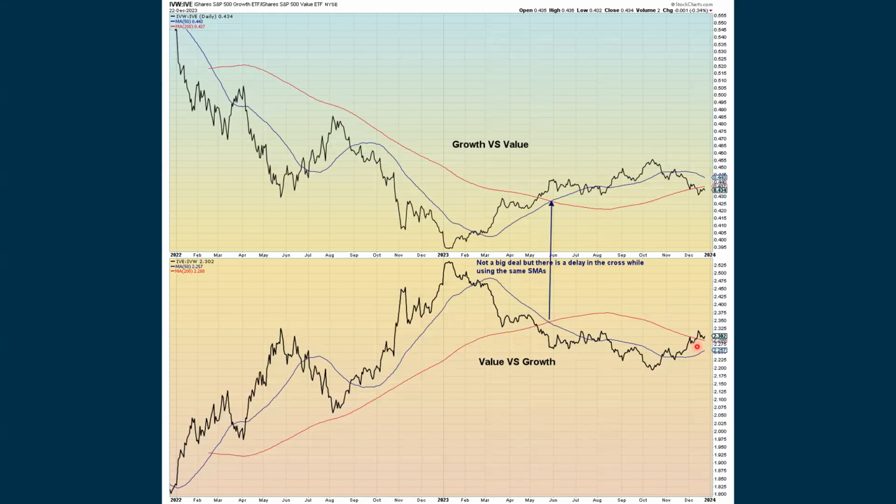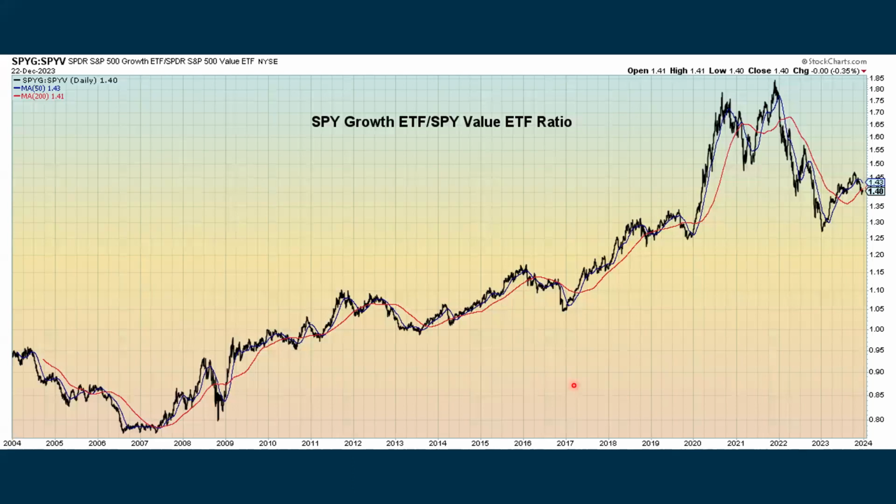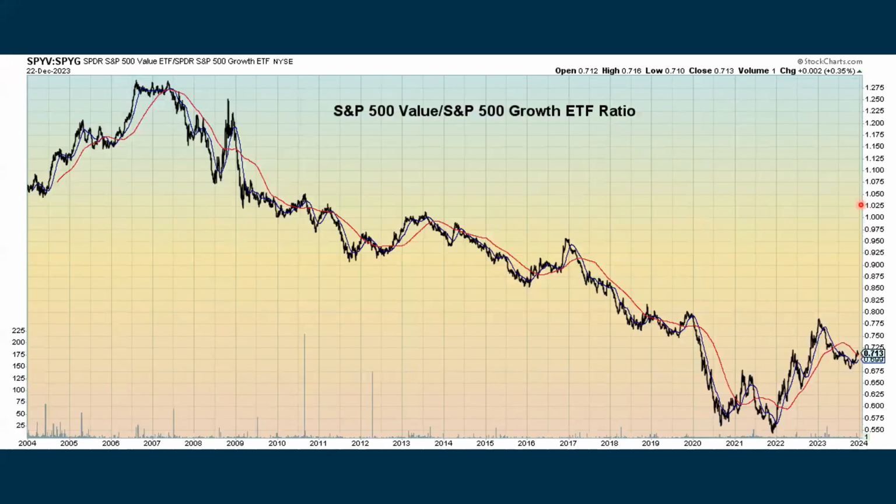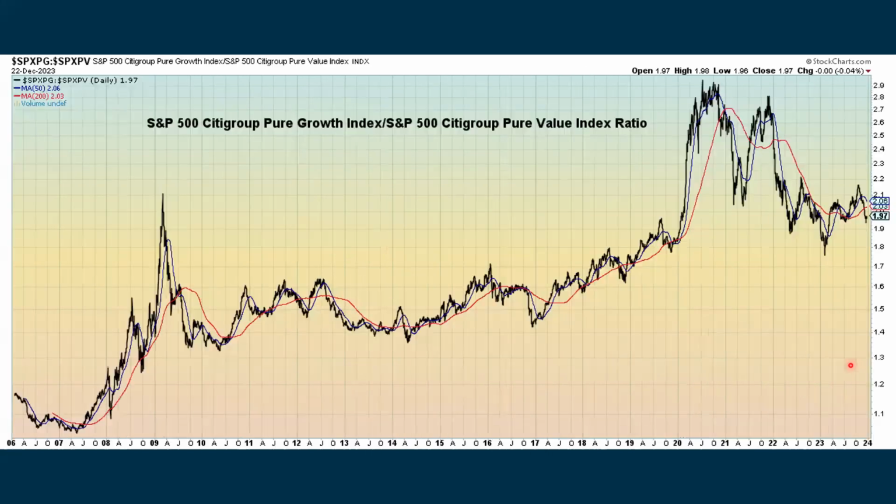There are indexes, there are ETFs, there's different ways of looking at this, and we want to make sure that we're seeing the same thing in all different environments that we look at. This is an ETF of the growth to value ratio, showing that we're still in an uptrend, but we have been falling back. This is an inverse, showing that value has been underperforming, but has been bouncing back up.